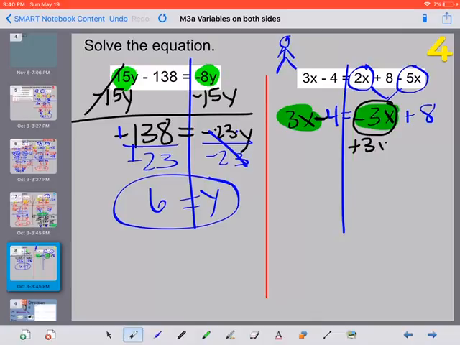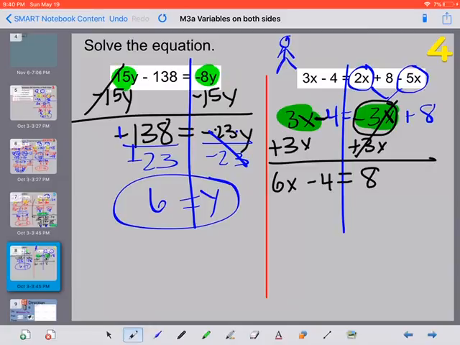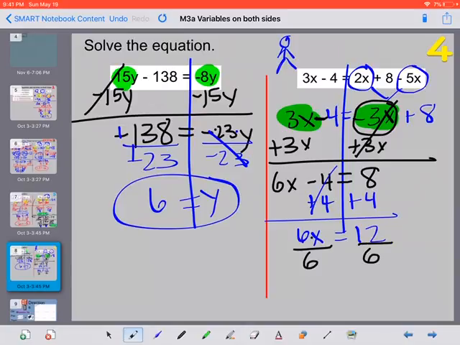I'm going to add 3x. These ones eliminate, but these are both positive, so this is really 6x minus 4 equal to 8. Now get rid of adding and subtracting. Add 4. 8 plus 4 is 12. And then the opposite of multiply is divide. X equals 2.